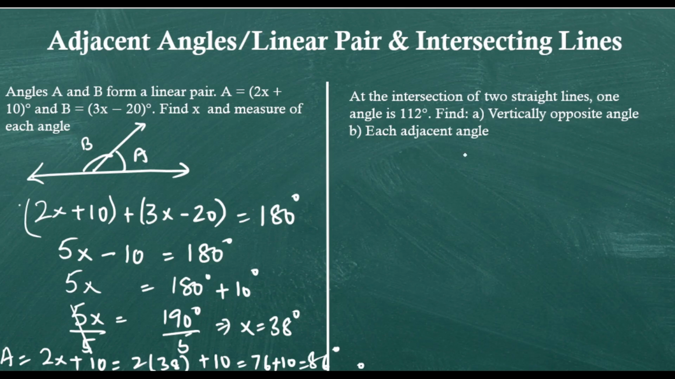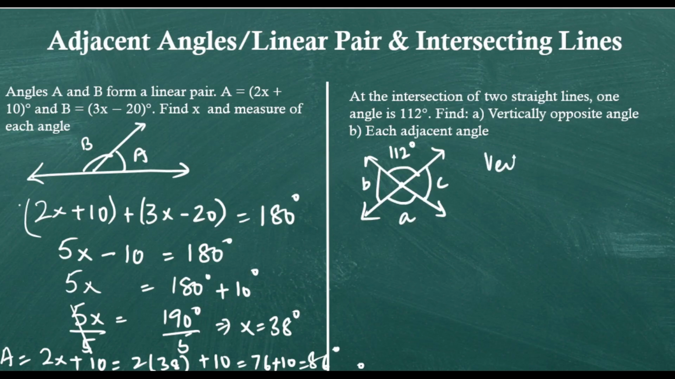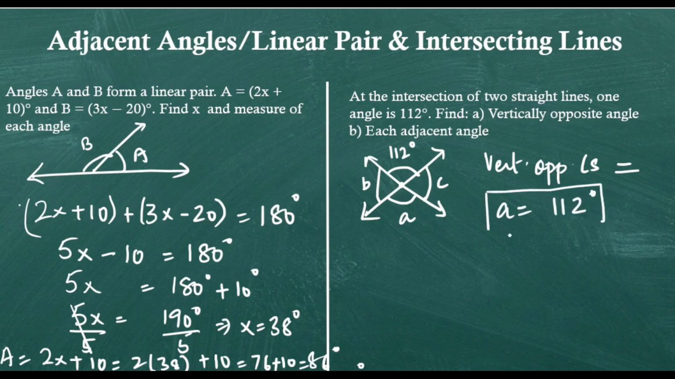Next, two straight lines are intersecting at some common point over here. One angle is 112. So suppose this angle is 112. You need to find the vertically opposite angle, meaning you need to find the value of A, and then each of the adjacent angles. That means you need to find B and you need to find C. Now we all know that vertically opposite angles are always equal. So if this is 112, which is vertically opposite to A, then A is also equal to 112 degrees.